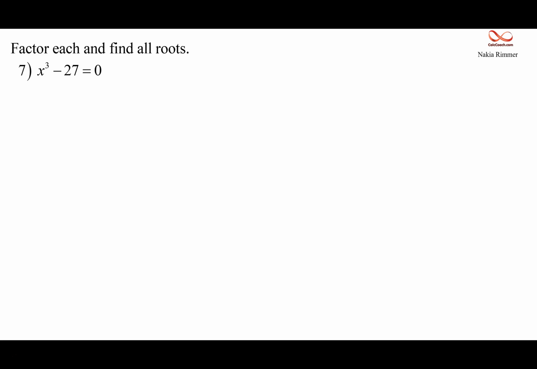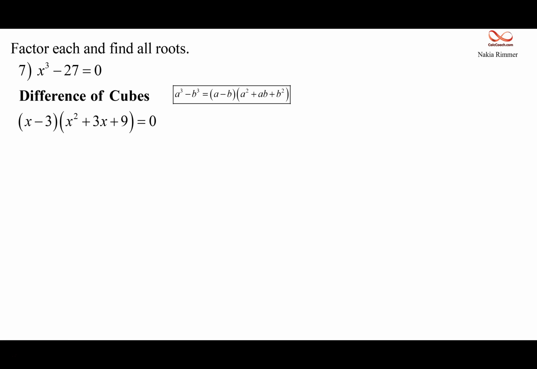All right, one more. x cubed minus 27 equals 0. The difference of cubes. And so the difference of cubes formula has a minus b. So it starts off as a minus b. And then the other terms are positive. They have the same terms, that quadratic, except for the signs are different when you have a cube difference and a cube sum. Okay, so playing the role of a is x, and playing the role of b is 3, since 27 is 3 cubed.